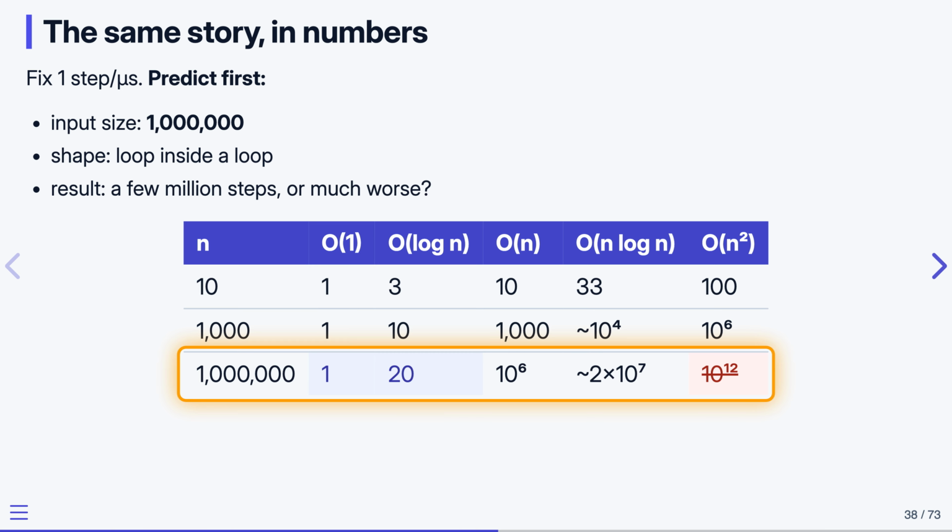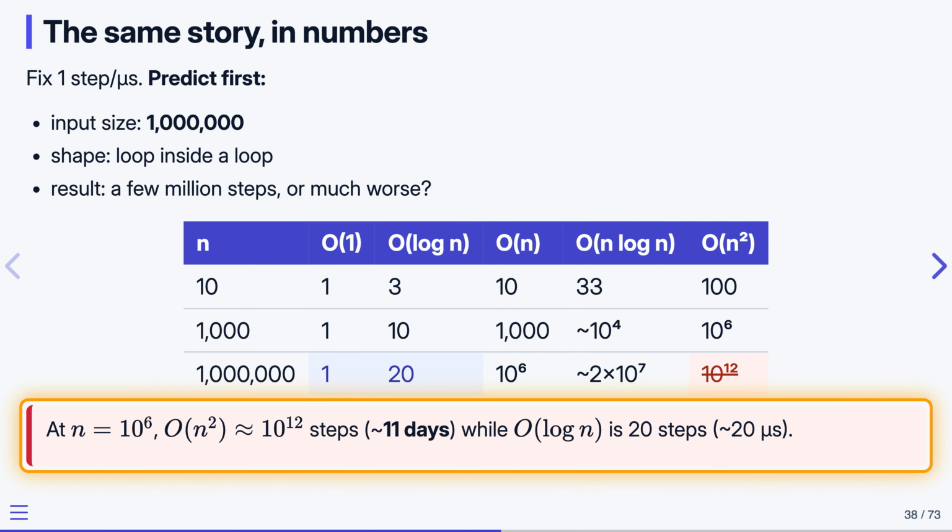Now n is 1 million. Big O of 1 is still 1 step. Big O of log n is just 20. Big O of n is 1 million. And big O of n squared is 1 trillion. That is a huge number.